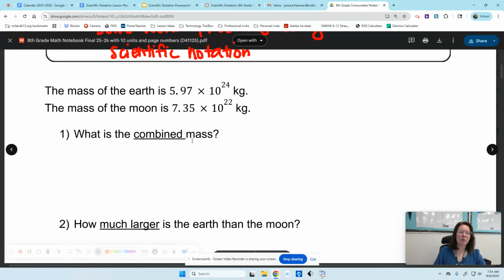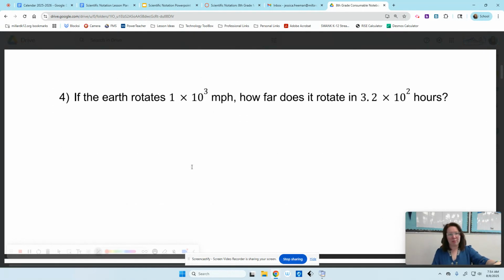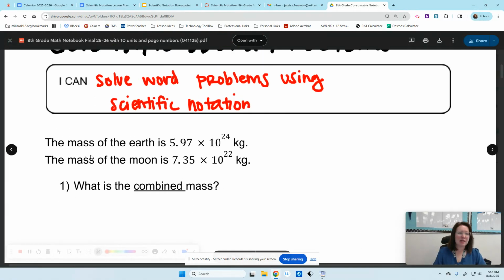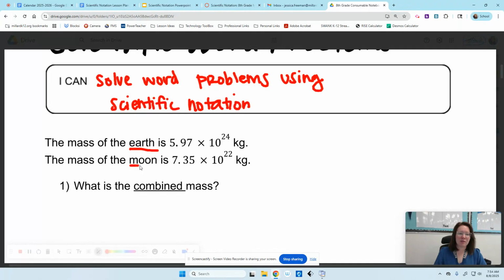All right, and really it's like one giant word problem that I just broke up into little pieces. The mass of the Earth is that big. True, I looked it up. The mass of the moon is that big. True, I looked it up. This exponent is 24. This exponent is 22. 24 means I'm moving that decimal way more times, which means it's a bigger number. So the Earth is bigger than the moon, as we would expect.